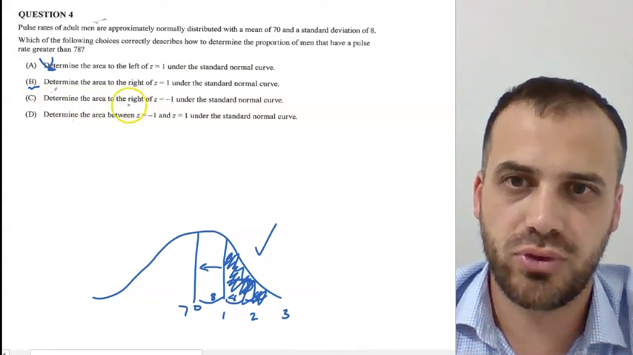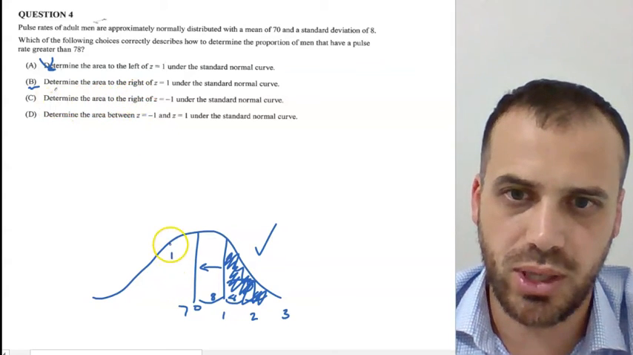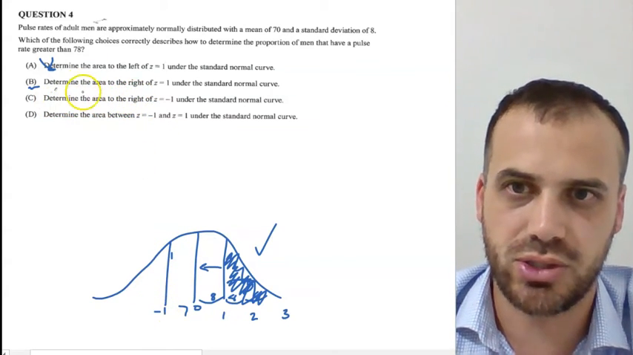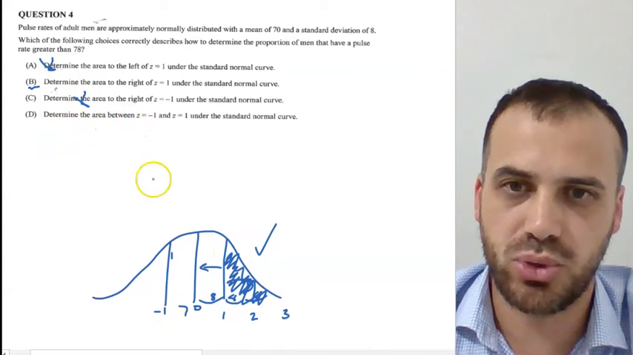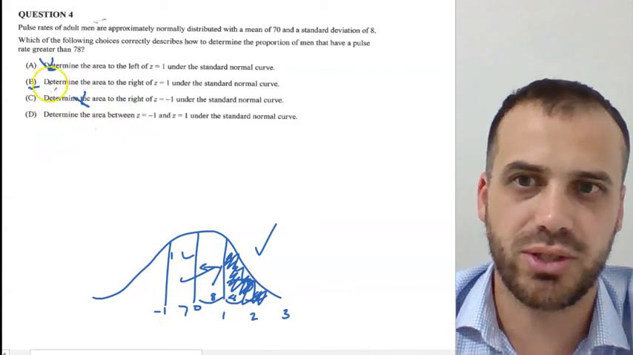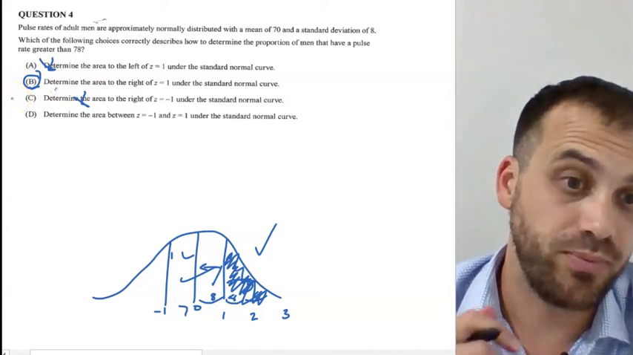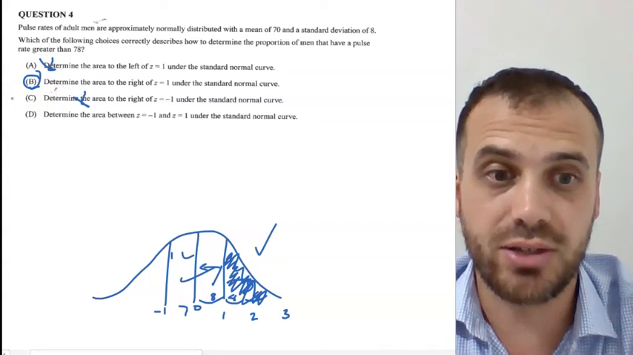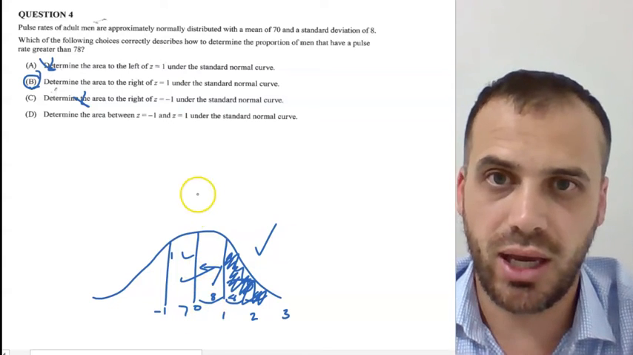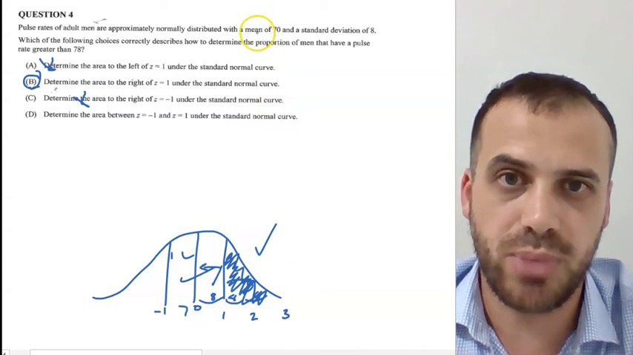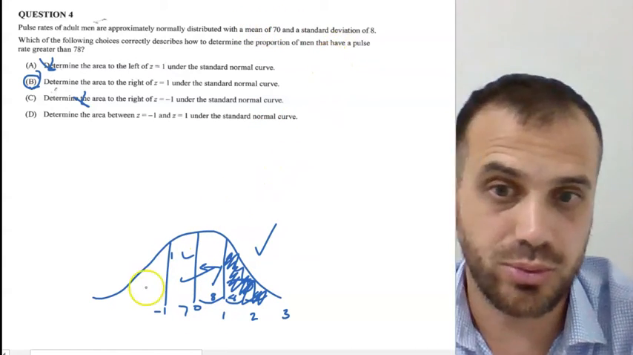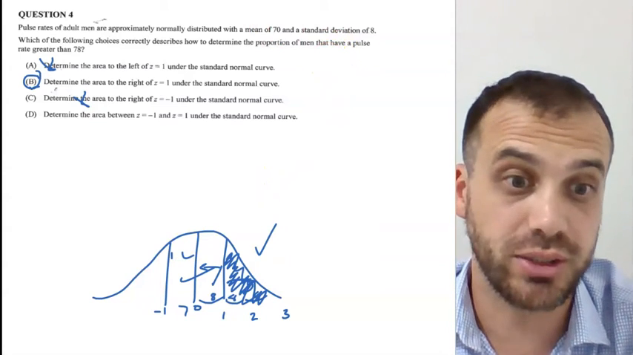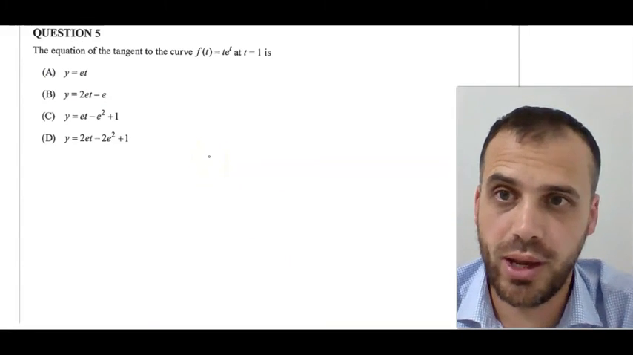Determine the area to the right of Z minus 1. All right, Z minus 1 is here, so it's not that. Determine the area between these two. No, it's not that. The answer is B. All right, so this relies on your knowledge of the standard normal distribution and the relationship between means and standard deviations in the standard normal distribution. Draw a picture. Look at this question, equation of the tangent.